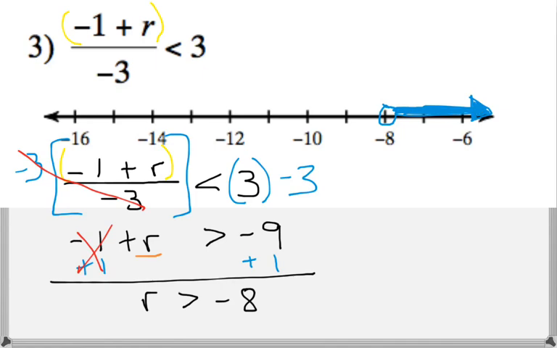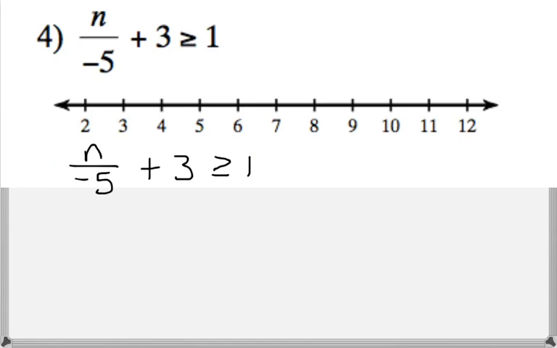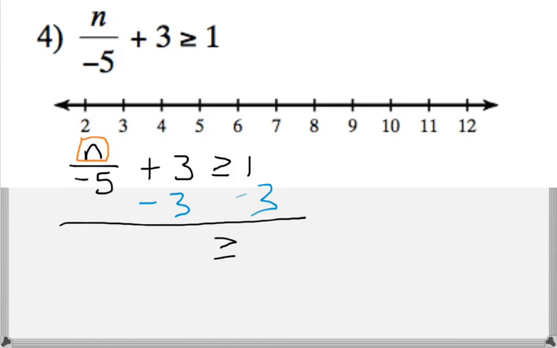Okay, let's look at another example. Here we have n being divided by -5, and then add 3, greater than or equal to 1. So the first thing is we're trying to get this n by himself, so we need to get rid of that plus 3. So we would subtract 3 on both sides. When you add or subtract, we don't have to worry about changing direction of our inequality. It is going to stay facing the same direction.